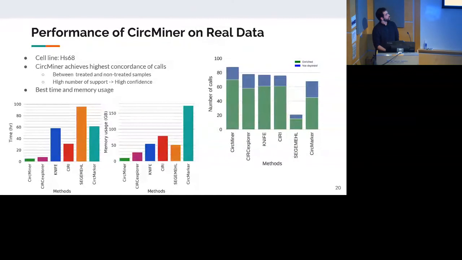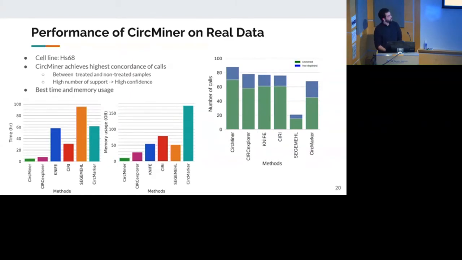So here you can see the results on a cell line, which had both before treatment and after treatment samples. In the figure on the right, we only focus on the top 100 calls from each method, which have the highest number of supporting reads. Then we compare these from before treatment to after treatment, and we check whether the circRNAs that were reported before treatment are also reported in the after treatment sample, and whether they were enriched or not.